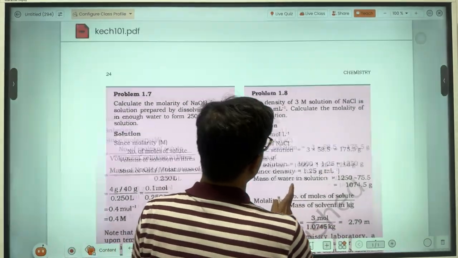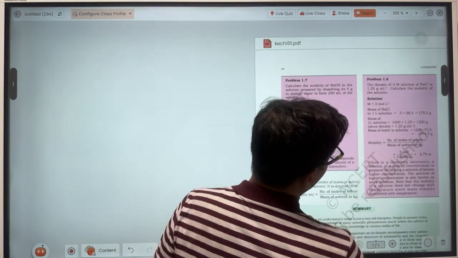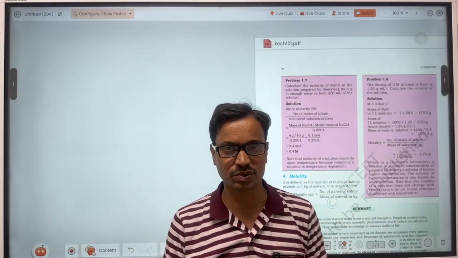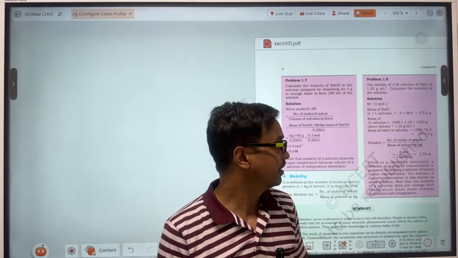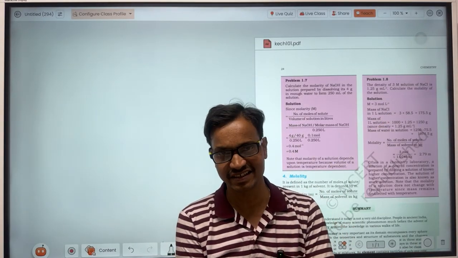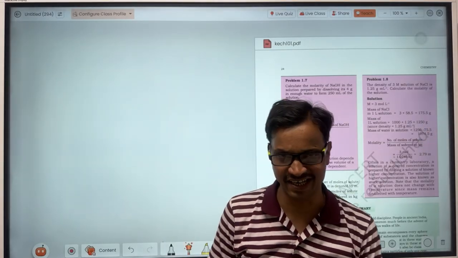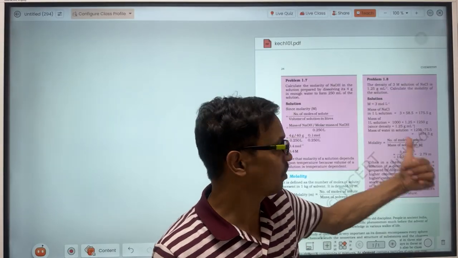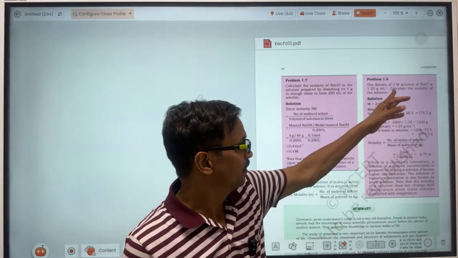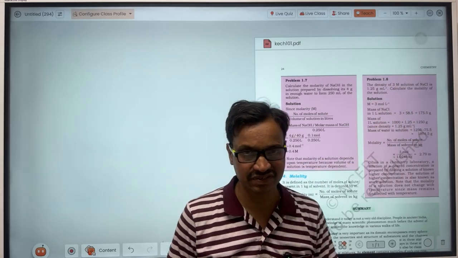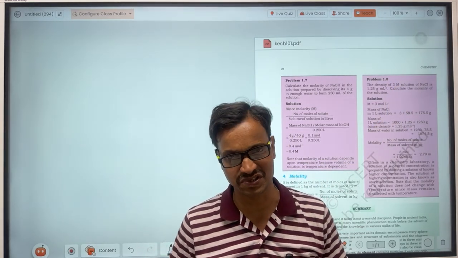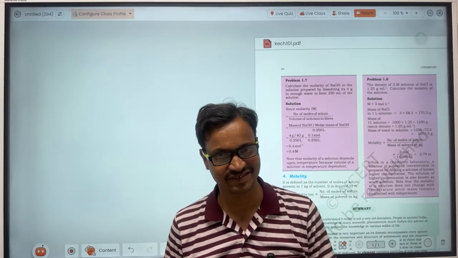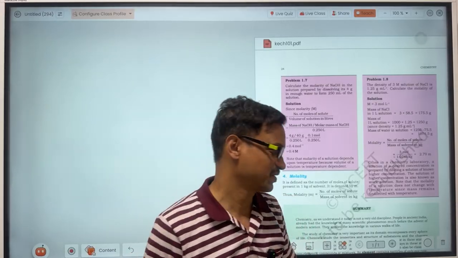Now I hope you have read the question. Let's see how to solve it. The molarity of the solution is 3M, which means when the volume of the whole solution is 1 liter, the number of moles of NaCl is 3. Molarity is 3M means 3 mole of NaCl will be present in 1 liter of the solution. So when the volume of the whole solution is 1 liter, the number of moles of NaCl is 3. So let's see here.